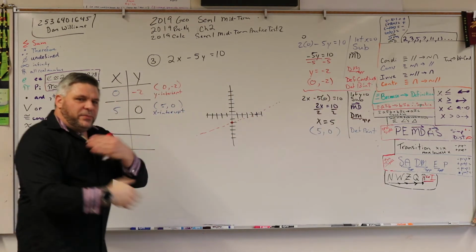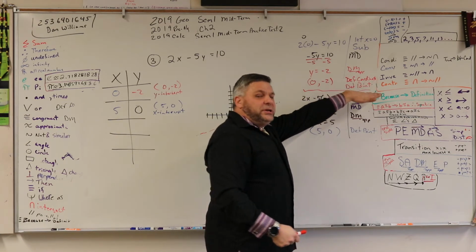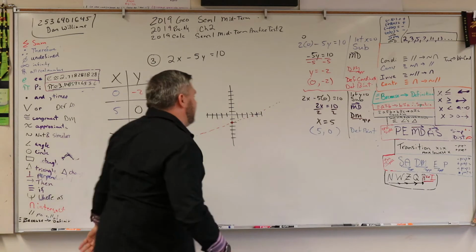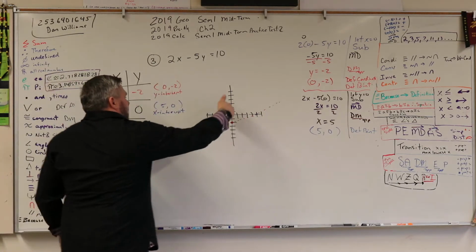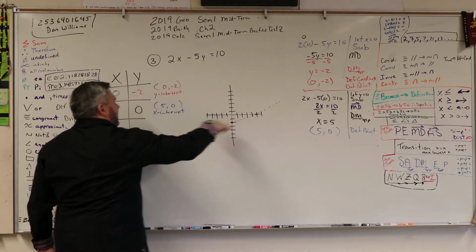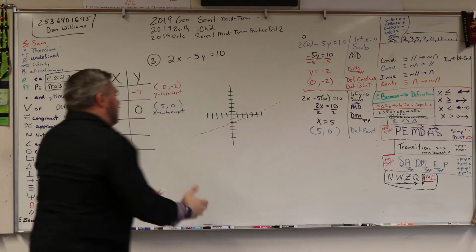And now we're coming up with this definition of a coordinate. Alright? Or definition of a point. 0, negative 2. So I go to 0 on the x, come down to negative 2 on the y, and I put in my point. And that's the y-intercept. Alright?